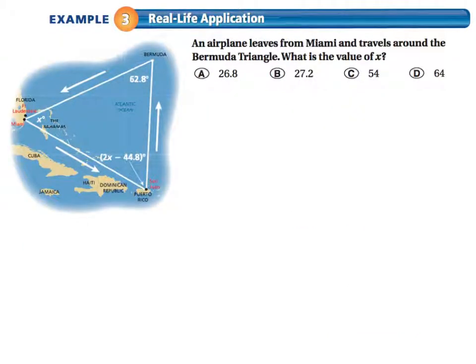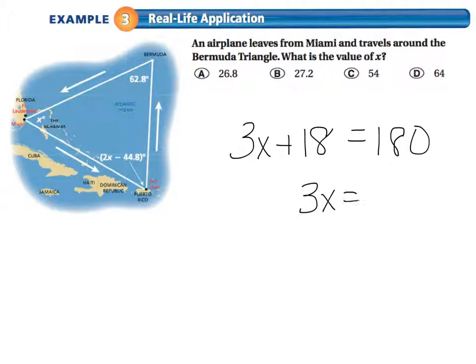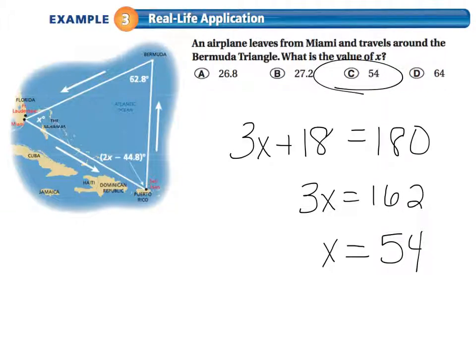In example 3, an airplane leaves from Miami and travels around the Bermuda Triangle. What is the value of x? Well, by the triangle sum theorem, we know that all three of these angles add up to 180. So I could do 3x plus 62.8 minus 44.8, which gives me 3x plus 18 equals 180. By subtraction property, I get 3x equals 162. And then by division property, I divide by 3, which gives me 54. So the value of x is 54. Not 54 degrees, 54.